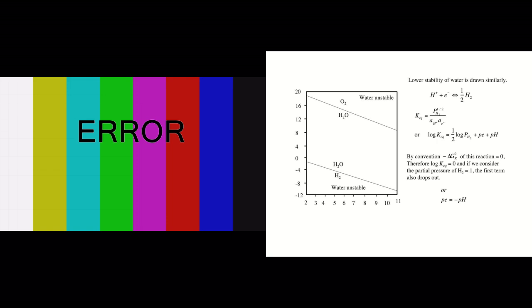Okay, so just go over the diagrams that I was talking about, just to make them a little better than I can draw them. This is the water diagram in terms of PE, pH, what we talked about. And then the sulfur diagram, again in terms of PE, pH.